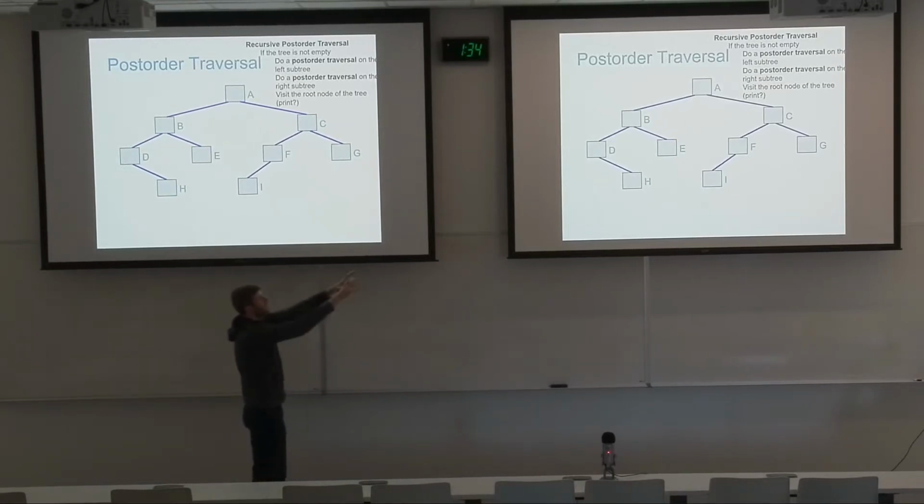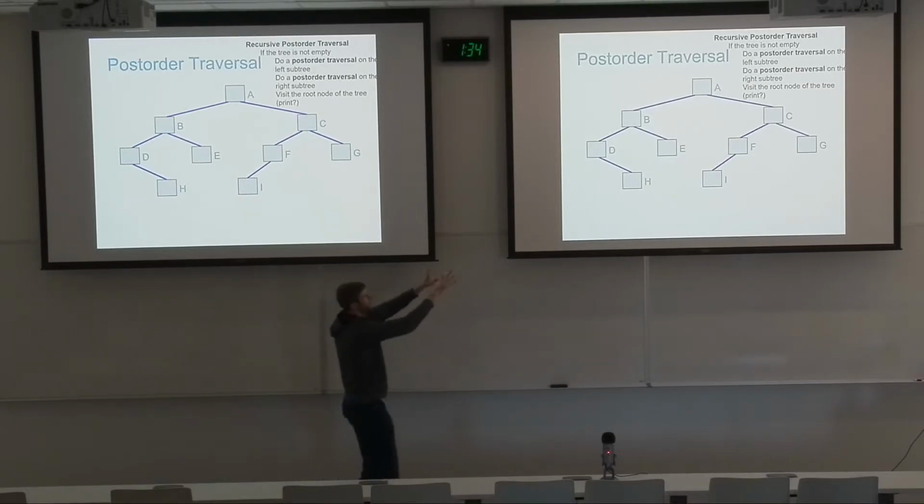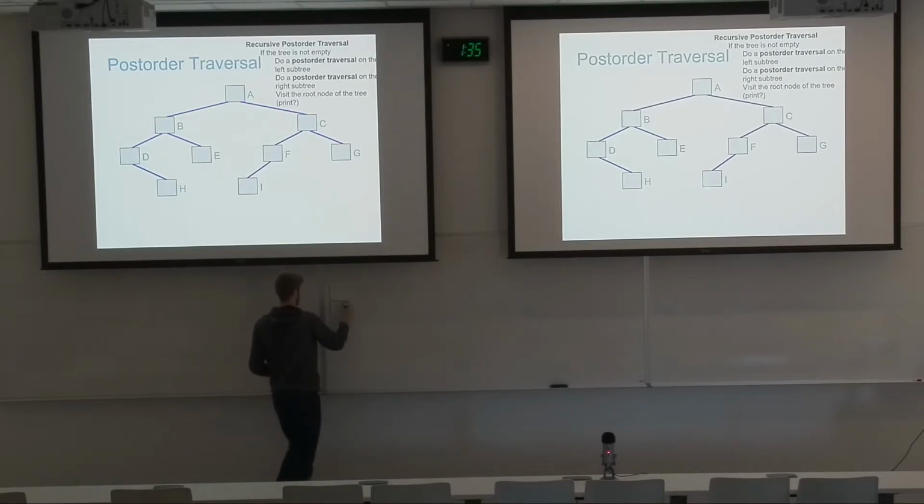So, okay, we're at A, go to the left, go to the left, we're at D, go to the left, there's nothing there, return to D. Go to the right, so now we're at H. Go to the left, nothing there, return. We're back at H. Go to the right, return, print out H. Okay. Return to D, now I can print out D.